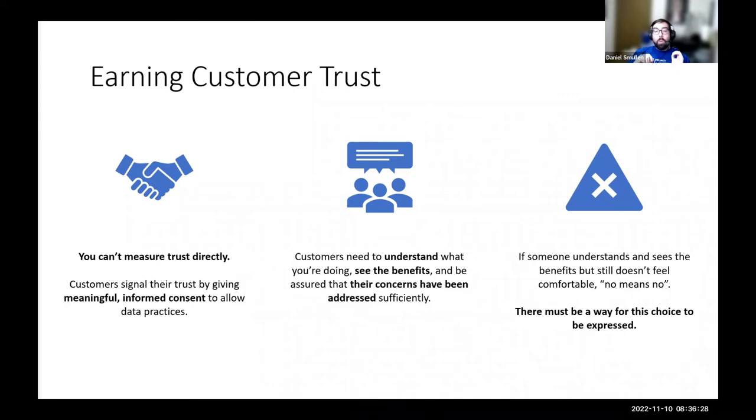So the way that people signal their trust to you is things like giving you meaningful, informed consent to allow things to take place and not restrict them. But in order for that to happen, people need to actually understand what's supposed to be going on. They need to see the benefit. You've got to actually tell them that it's going to benefit them in some way, and you have to be truthful. And then people have to be assured that their concerns, which you might not know ahead of time, have actually been addressed sufficiently. If somebody understands the benefits and they get it, but they're still not comfortable with what's going on, it's really simple. No means no, and there has to be a way for that to be expressed. This is just fundamental.